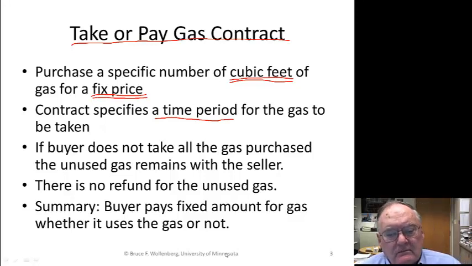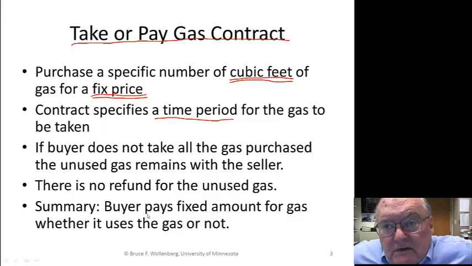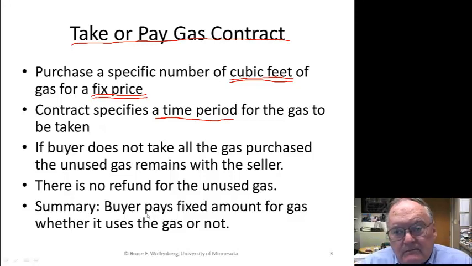Once again, you pay a fixed amount, you get so many cubic feet. If you don't use it by the end of the time period, you lose it. If you use it up before the end of the time period, that's it. That contract is all over and you don't get any more for that amount.